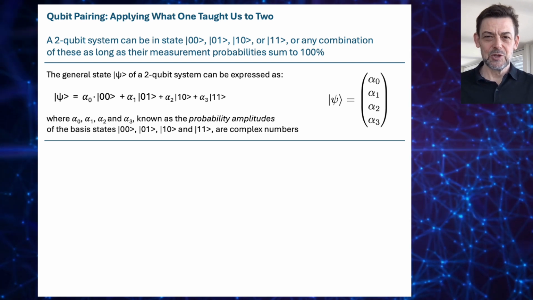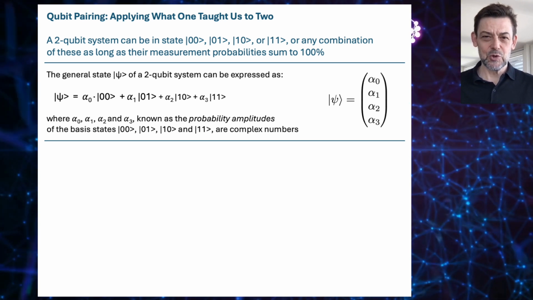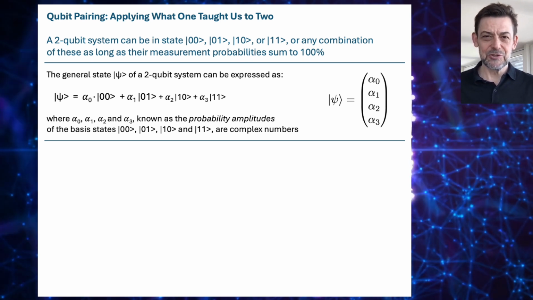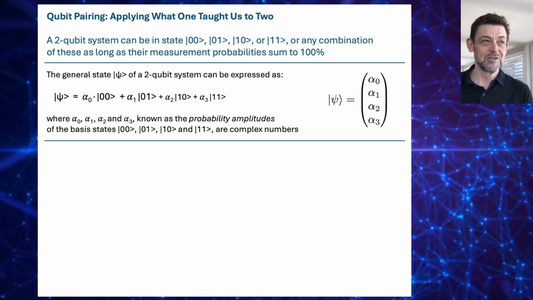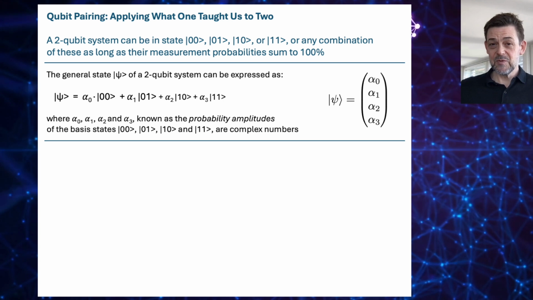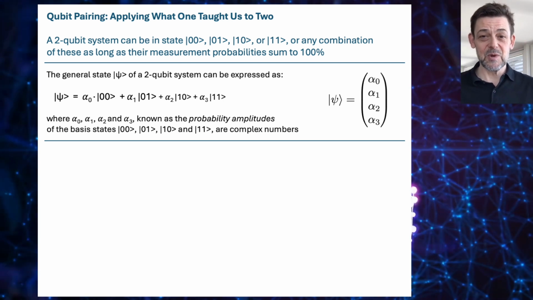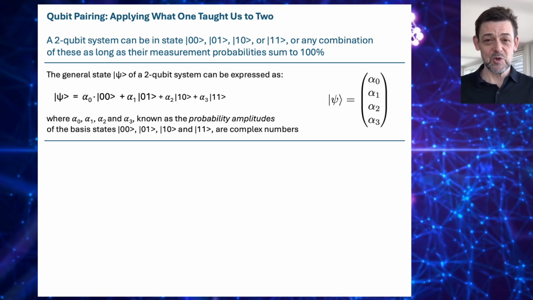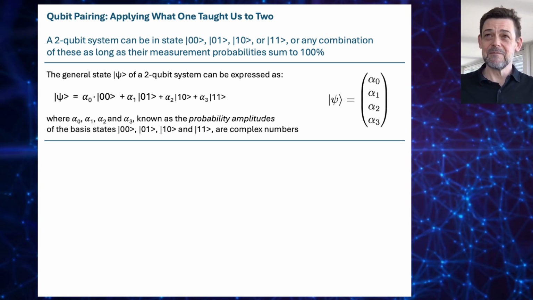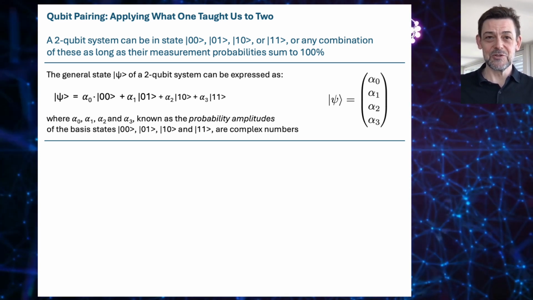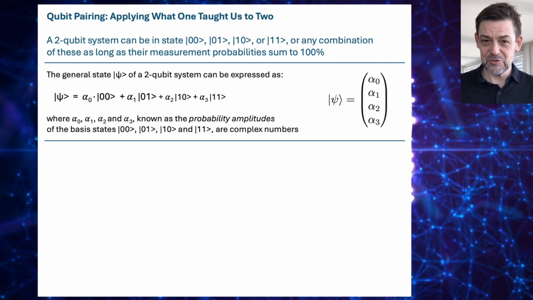Let's build on what we learned about single qubits in video 4 and extend it to a 2-qubit system. The general state of a qubit is the sum of the 4 basis states, each one multiplied by its respective probability amplitude. The state vector of a 2-qubit system is a 4-vector of those amplitudes.